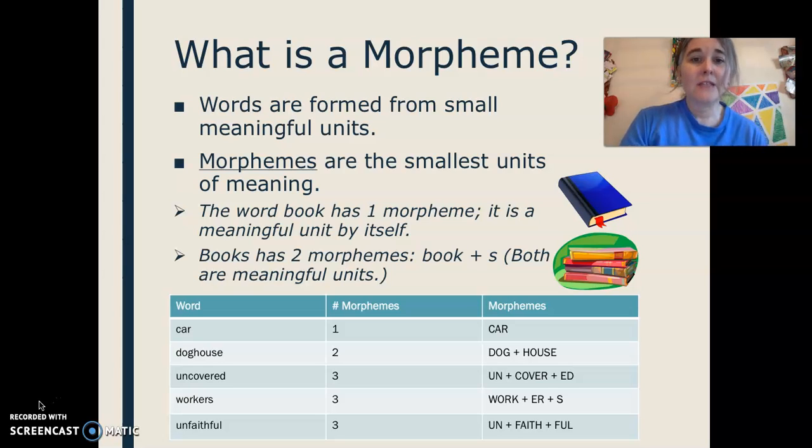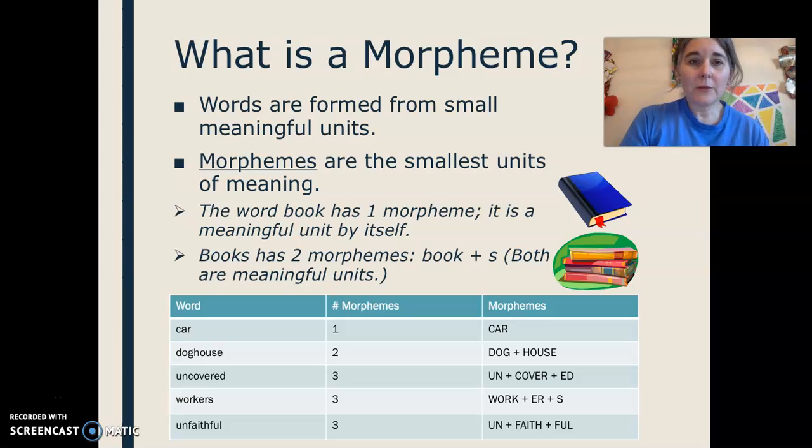So the word book has one morpheme. It's just by itself. You can't break it down into any meaningful chunks the way we could break down re-leap. The word books, plural form, has two morphemes, book and the plural s. So you can separate that into book, meaning the thing with multiple pages that you can read and turn the pages, and s meaning more than one of those things. Both of those are meaningful units.